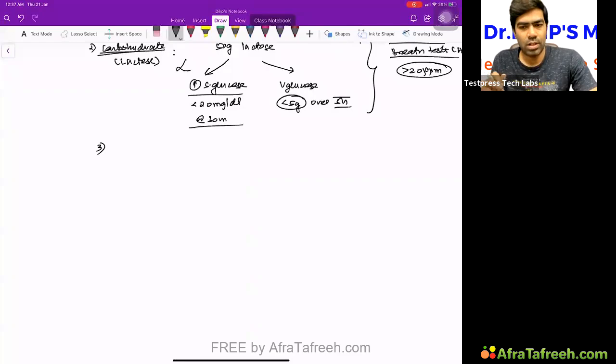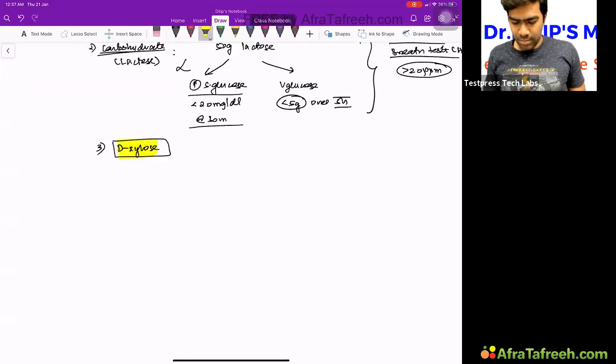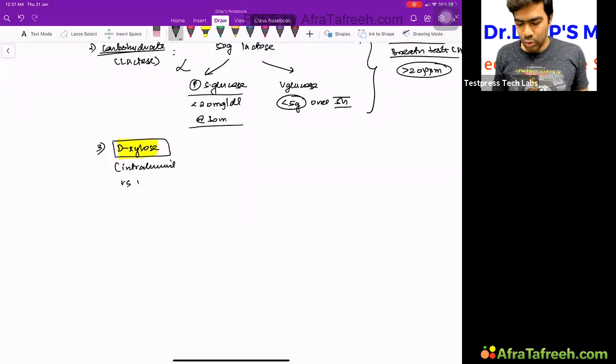So the third one is something called a D-xylose test. This is a very, very common test that's asked in exams, so common that it's been asked multiple times. So what does the D-xylose test do? The D-xylose test is basically to differentiate intraluminal disease versus mucosal damage.